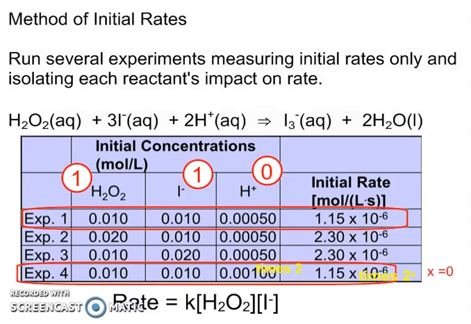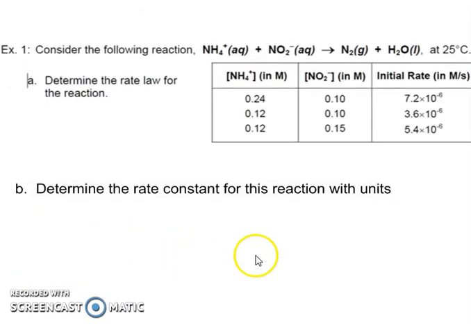So let's try this one again. We've got a different set of data here. We're asking a very similar question. We have a chemical reaction, ammonium plus nitrite ion is going to give us nitrogen and water. And we've set up 3 different experiments here where we're showing our initial concentrations of each reactant, and we measured an initial rate for that setup.